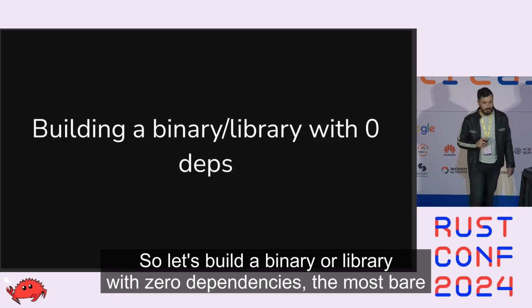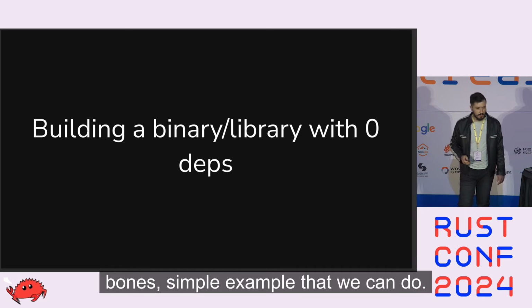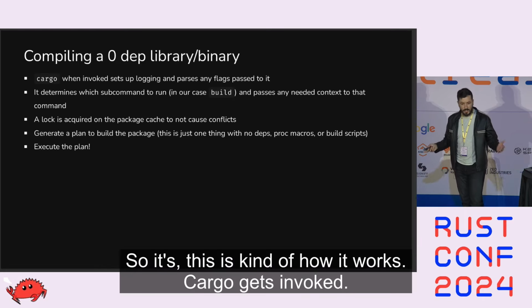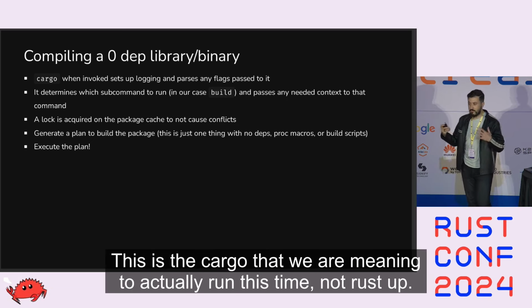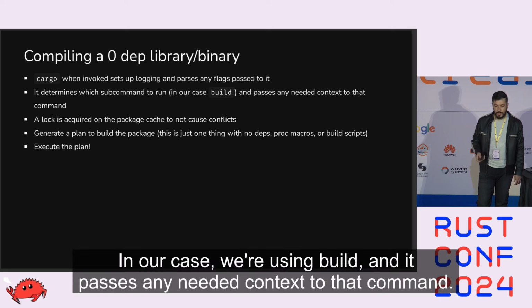So let's build a binary or a library with 0 dependencies, the most bare bones, simple example that we can do. So this is kind of how it works. Cargo gets invoked, it sets up logging, parses any flags that are passed to it. This is the cargo that we are meaning to actually run this time, not rustup. We determine which subcommand to run. In our case, we're using build, and it passes any needed context to that command.